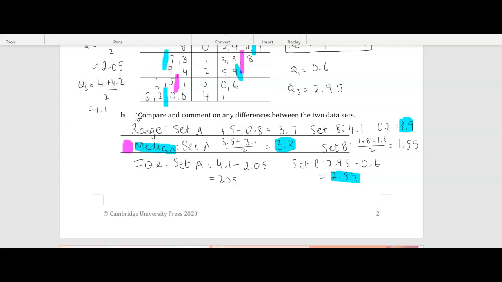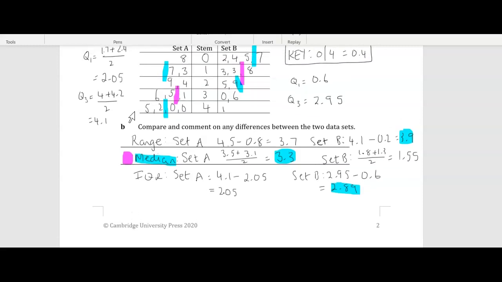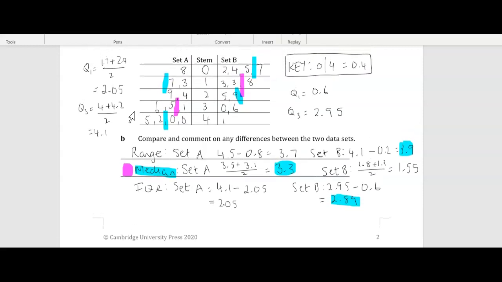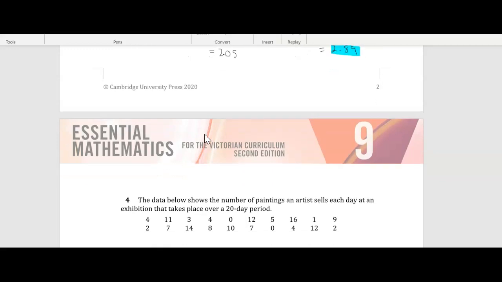Okay, but I just thought I'd add the range and the interquartile range. So basically the range and the interquartile range tell us that set B, the data is more spread out than it is for set A. But set A has a clearly greater median at 3.3. And you can see that with your data, they have a lot more higher values than set B.